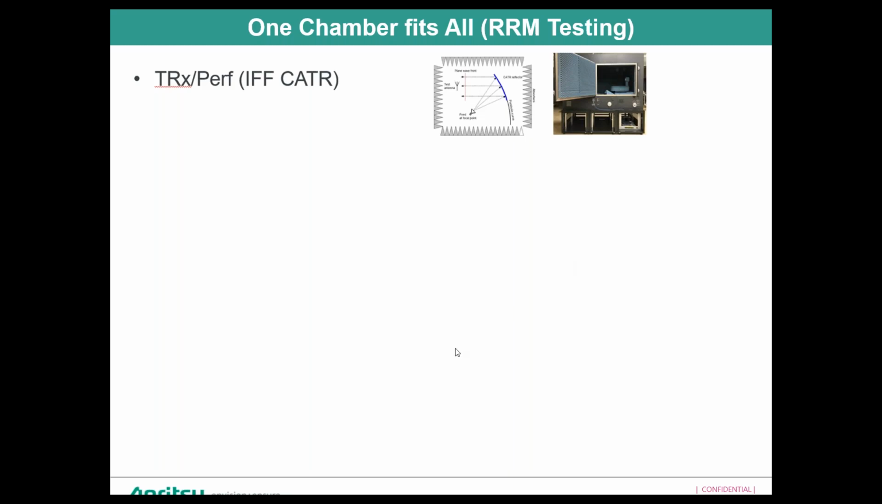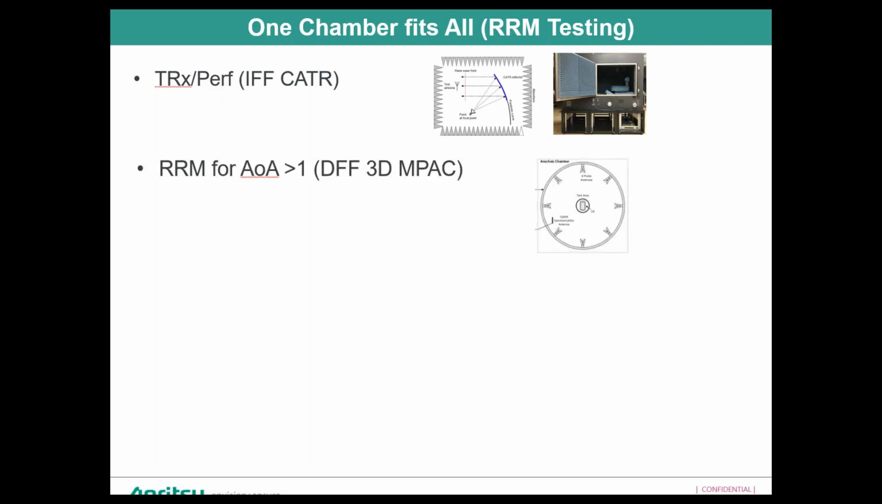So if you look at it from a 3GPP perspective, what we have here is an indirect far field CATR chamber, whereby you have a parabolic reflector and a feed antenna that sends signals over here. Those are spherical waves, and those become parallel waves when they get reflected from the CATR chamber. That's one of the Anritsu chambers over here. This can cater to your transceiver testing as well as your performance testing and your RRM testing, whereby your angle of arrival is equal to 1. That's one way. Now comes the point: how do you test multiple angles of arrival, right?